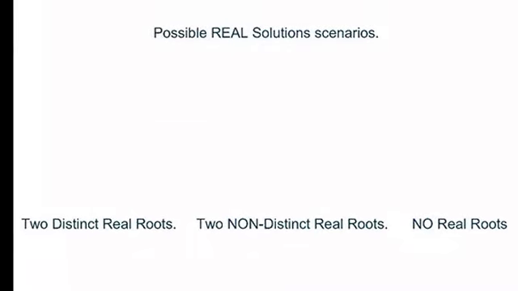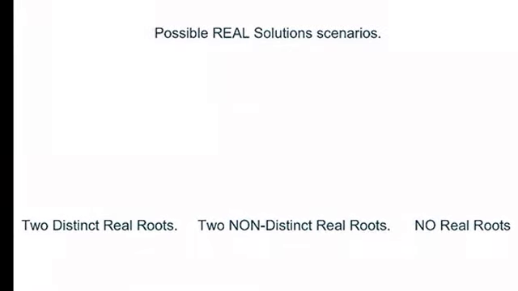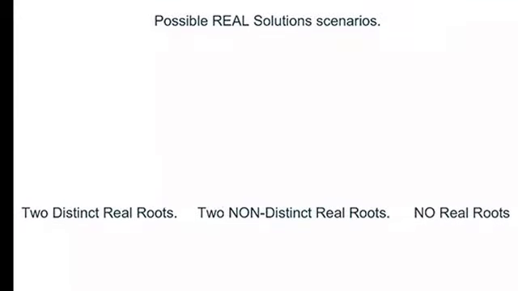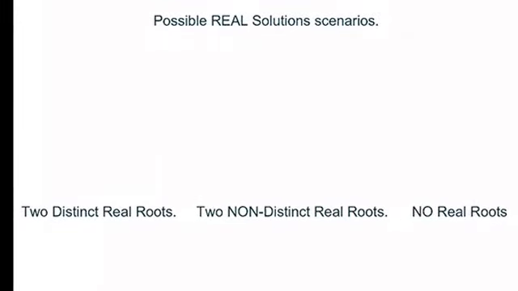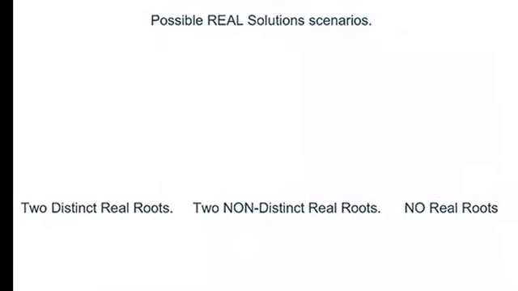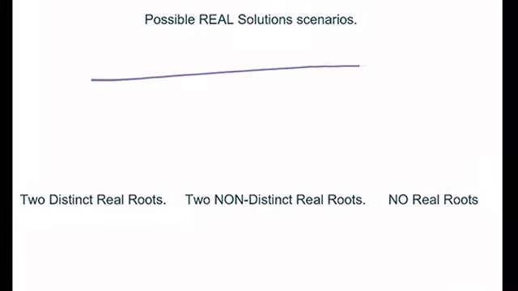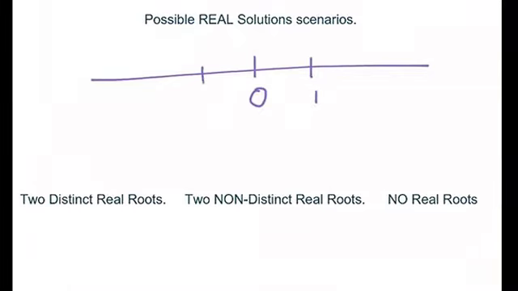Now, since we are talking about possible real solutions, we've got to be sure that we understand what a real number is. So on your number line, you have 0 in the middle, you've got a positive 1 this direction, you have a negative 1 this direction. All of the decimals and fractions in between here and all the whole numbers are real numbers. If it's not on the number line, it's not a real number.